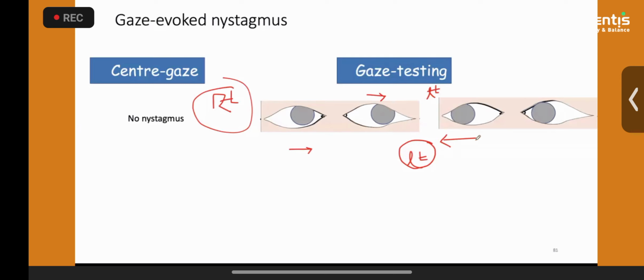And if I look towards the left, if it beats towards the left, then it is called gaze evoked nystagmus. Okay, and that is a central sign. It's a very important central sign. As soon as you see this gaze evoked nystagmus in an acute vestibular syndrome, you should suspect central pathology.